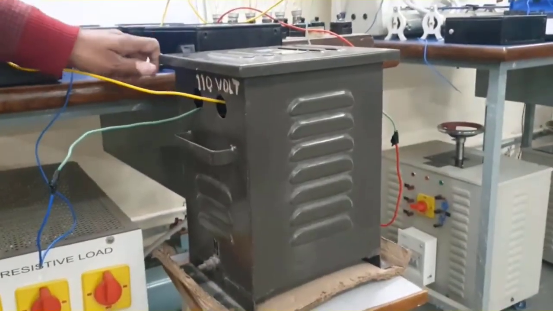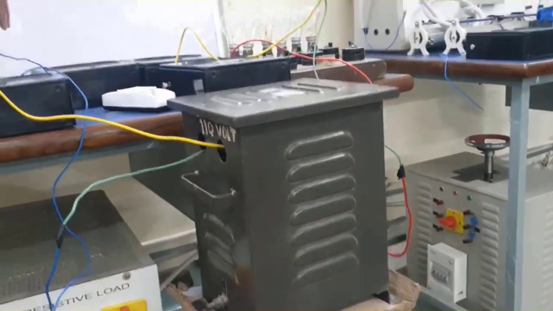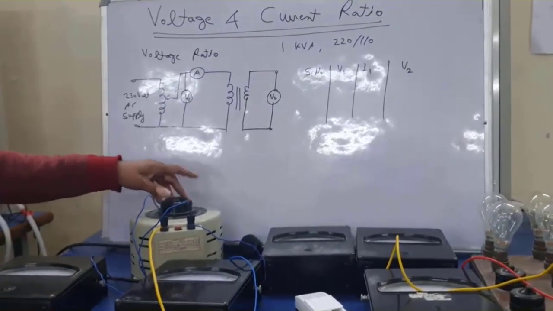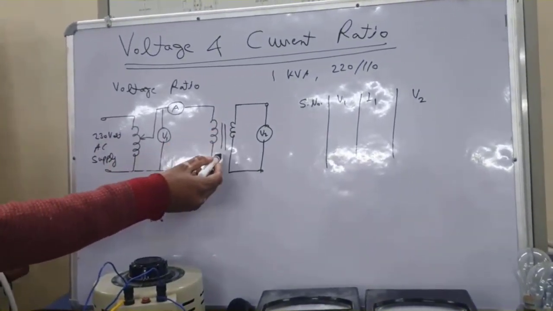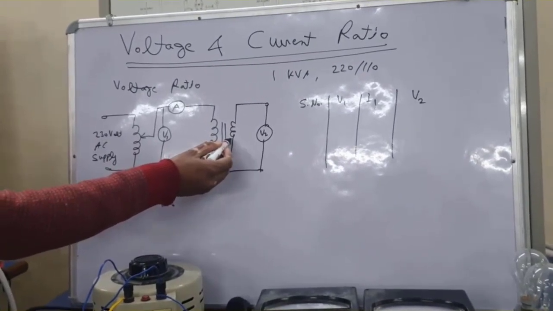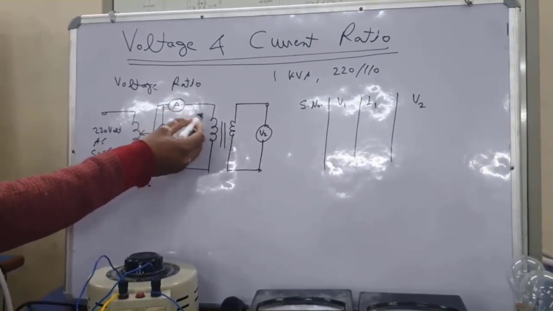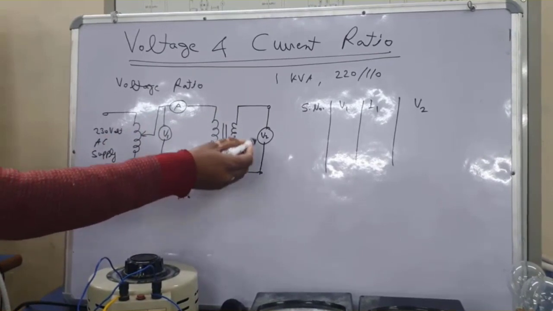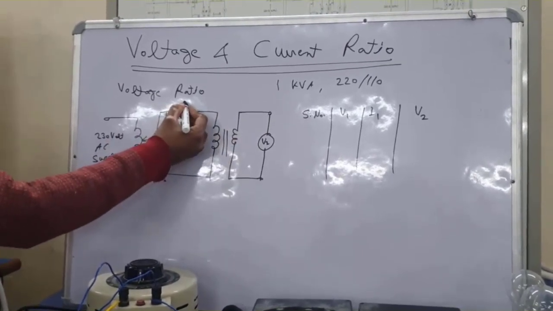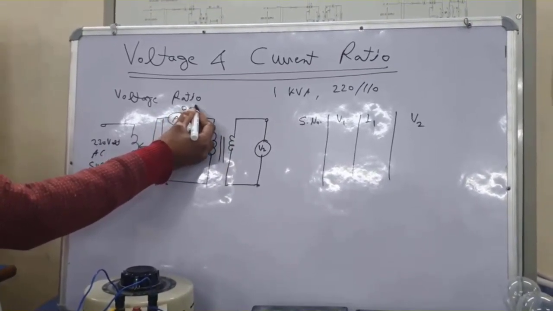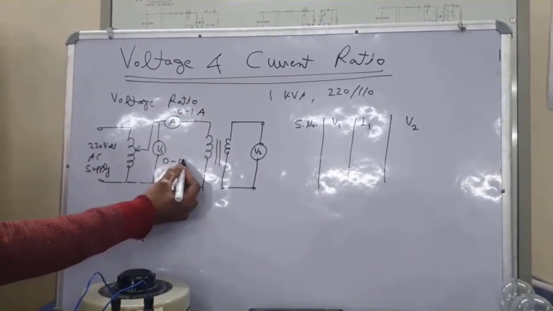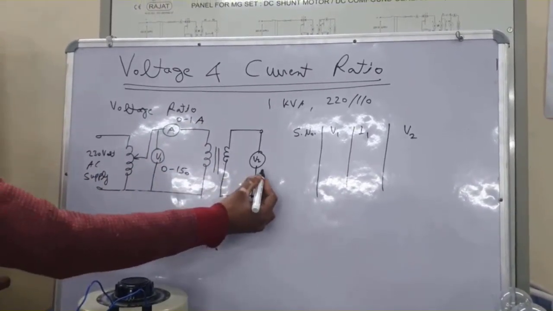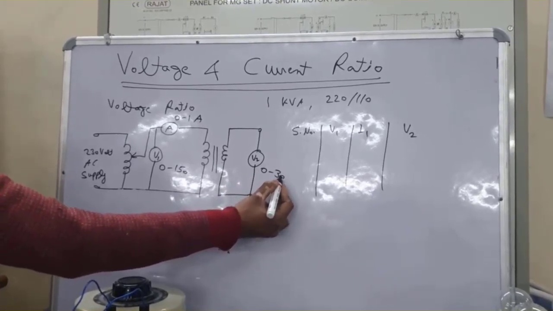First of all, we are going to determine the voltage ratio. This is the circuit diagram for voltage ratio. These 2 lines indicate the core. This is the primary winding, this is the secondary winding, and this is a meter. There is no load connected on the secondary side, so we select a lower ammeter scale, 0 to 1 ampere, a voltmeter range of 0 to 150 volt, and another voltmeter range of 0 to 300 volt.